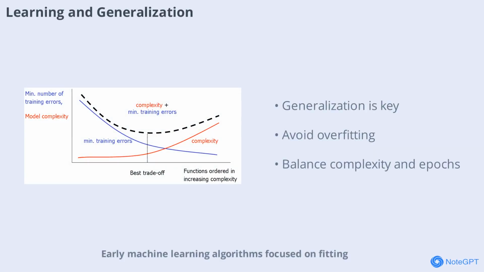Early machine learning algorithms focused on fitting the training data as accurately as possible. However, the true test of a model is its ability to generalize, correctly classifying data it hasn't seen before. SVMs excel in this area, often outperforming neural networks by avoiding overgeneralization. The key is finding the right balance between model complexity and the number of training epochs. This balance ensures that the model is neither too simple nor too complex, leading to better performance on real-world data.